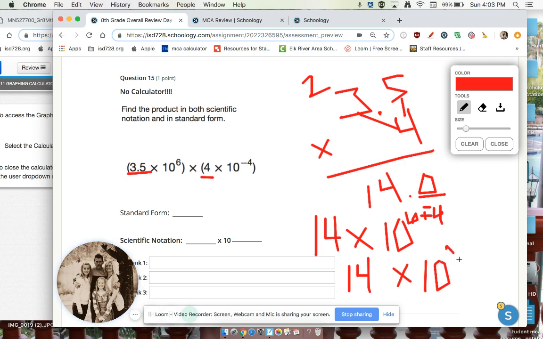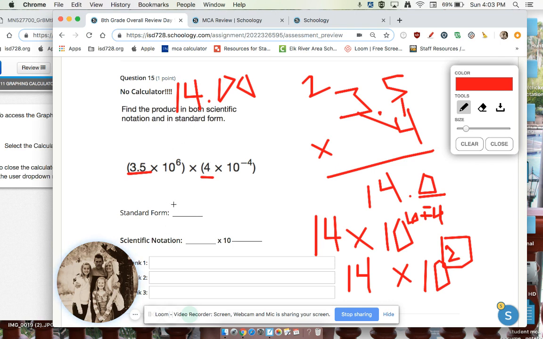Okay, so standard form is a normal number. Like, what is 14 times 10 squared? You can't use a calculator. So really what that means is move the decimal 2 spots to the right. So if I moved it 2 spots to the right, my decimal is already right here, so I would need 2 placeholder zeros. So it'd be 1400. That standard form is 1400.